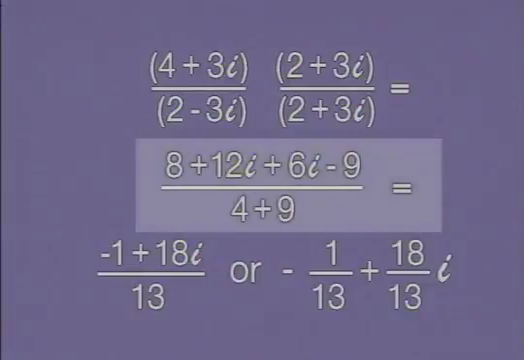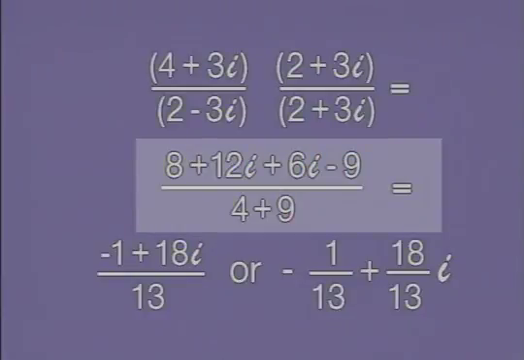And so we multiply the numerator. 4 times 2 is 8. 4 times 3i is 12i. 3i times 2 is 6i. And 3i times 3i is negative 9. If you don't see that 3i times 3i is negative 9, rewind the tape and see about multiplying imaginary terms. We combine those like terms and we get negative 1 plus 18i.